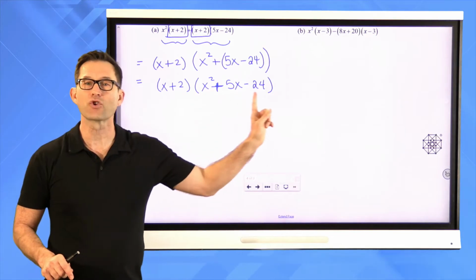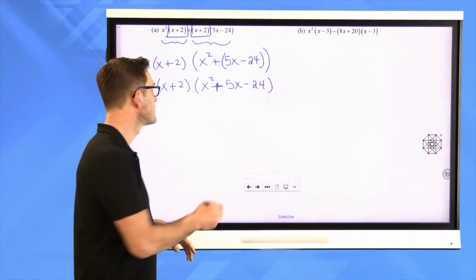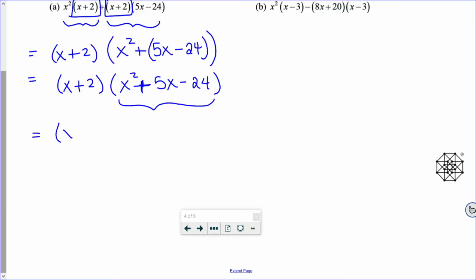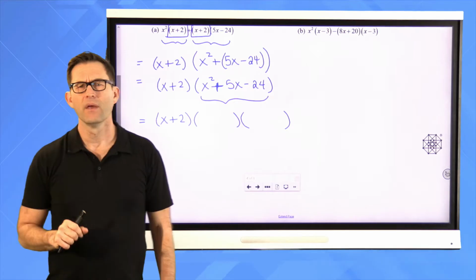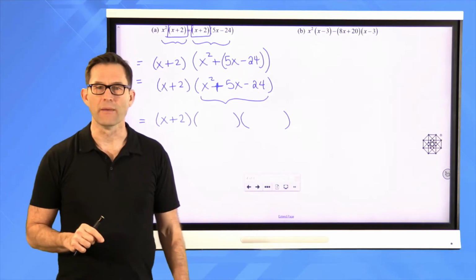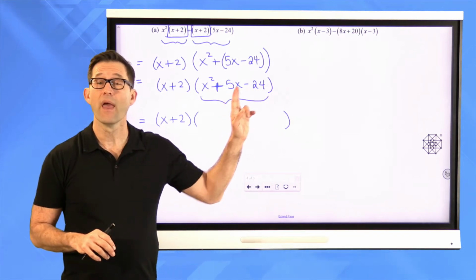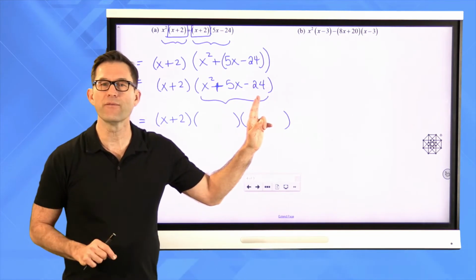But this is a trinomial, right? This is a trinomial factoring. So what I now need to do is factor it into the product of two binomials. Now, what will those two binomials be? Well, I'm looking for two numbers that have a sum of 5 and a product of negative 24.